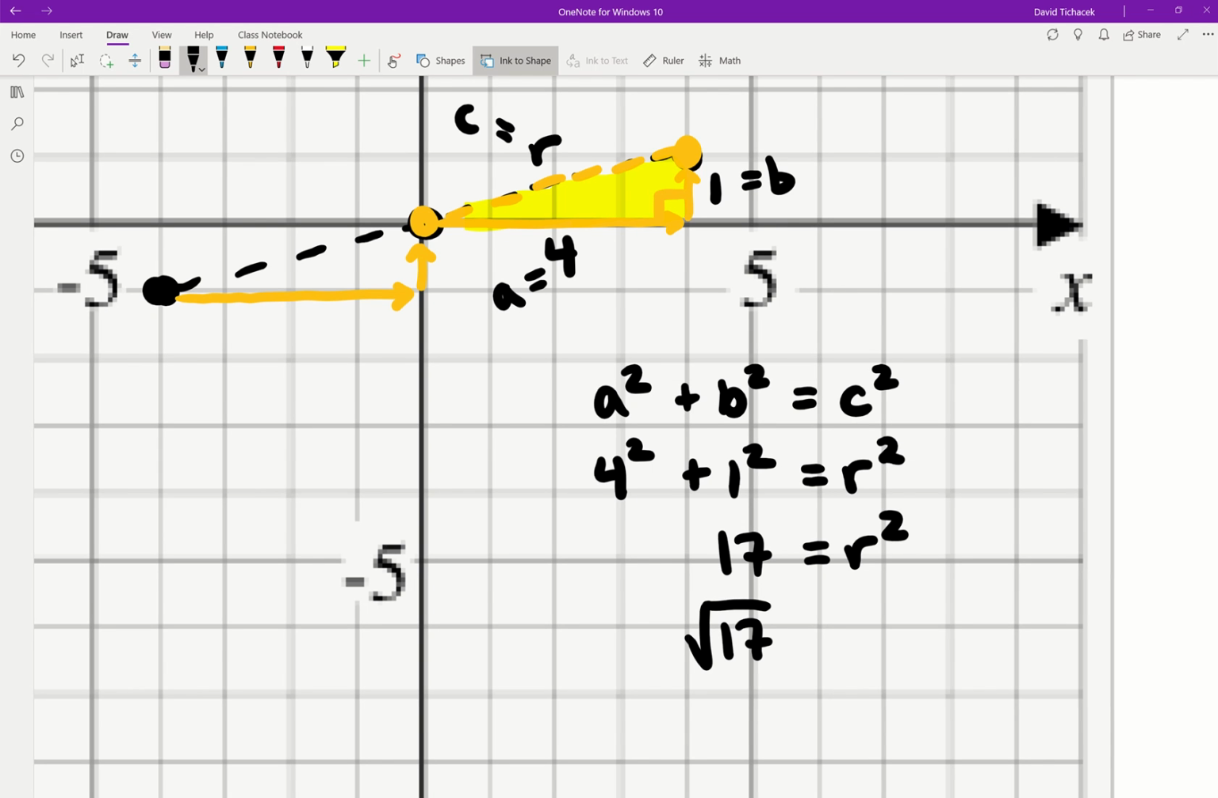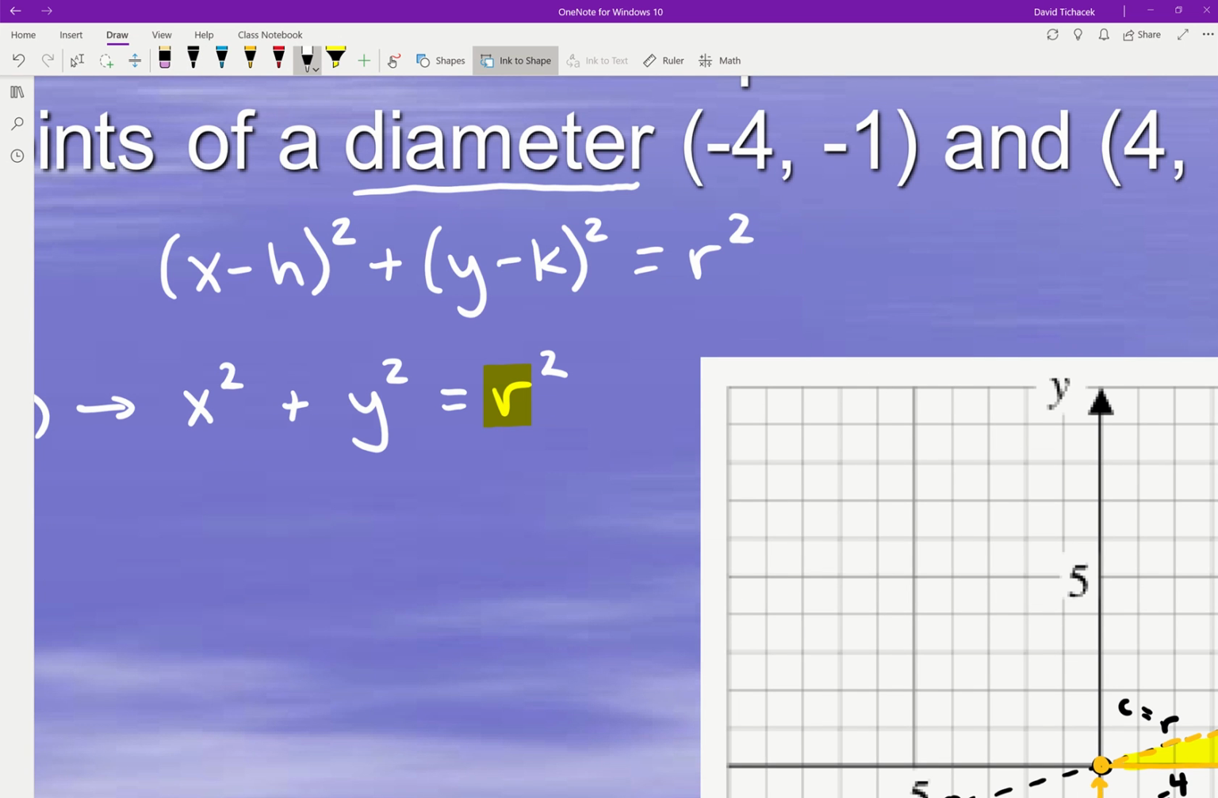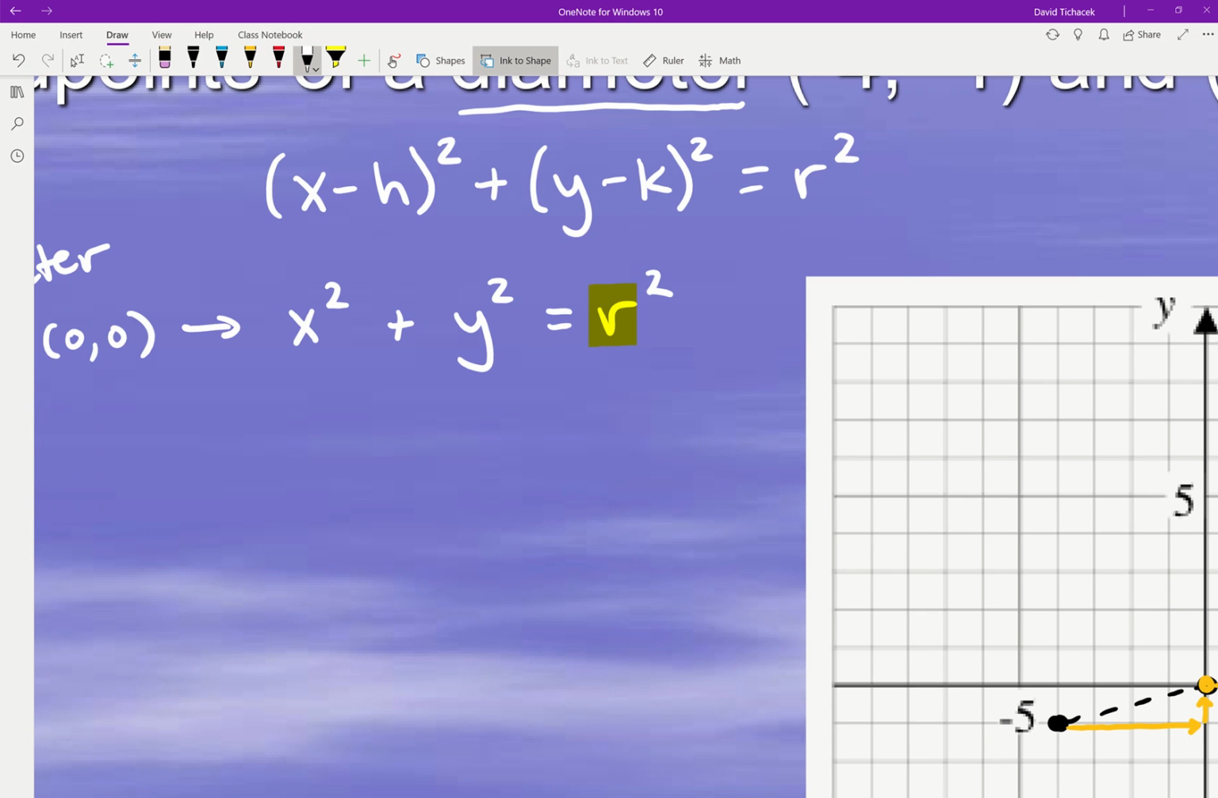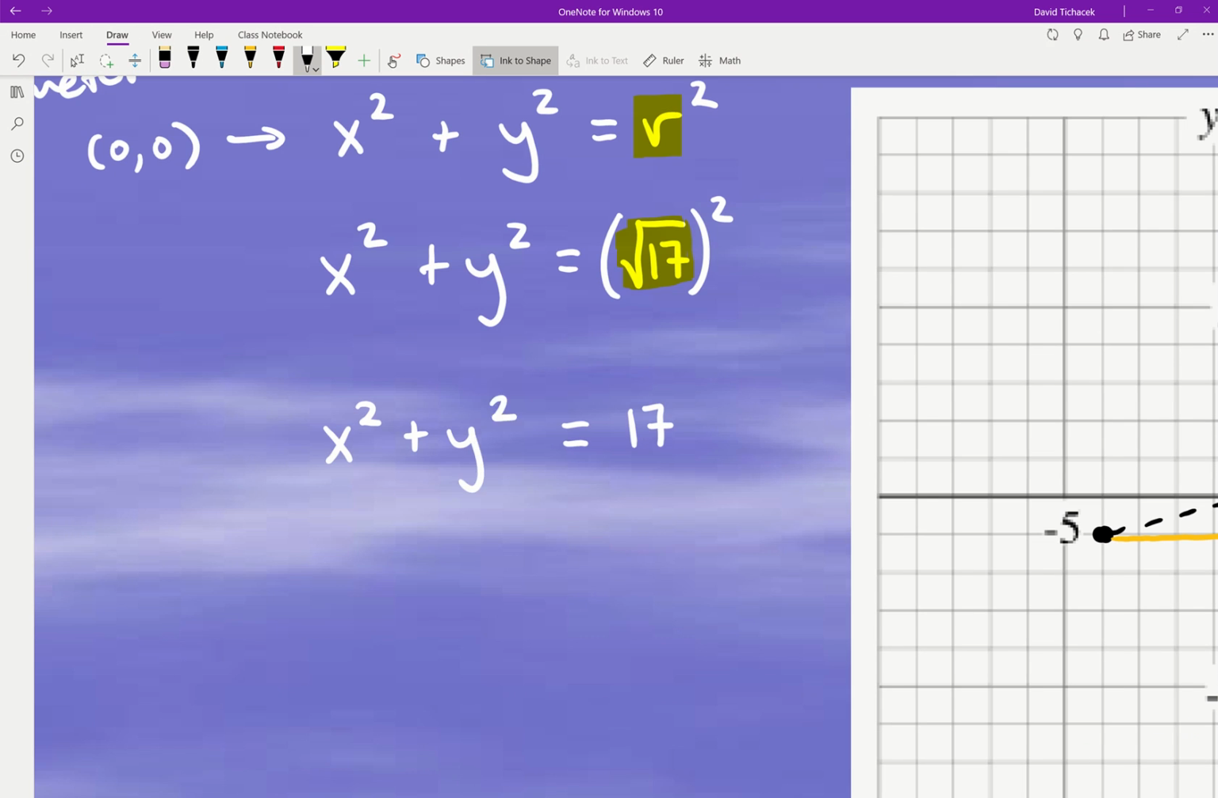And so that means over here, x squared plus y squared is equal to r squared. What we can do is replace that r with the value for r that we just found, which is the square root of 17. But I want you to notice what is going to happen here when we do that. Okay, so x squared plus y squared is equal to this squared. If we take the square root of 17 and square it, those are inverse operations and undo each other. So that just simply leaves us with that radicand of 17. And so we arrive at the equation of our circle here.